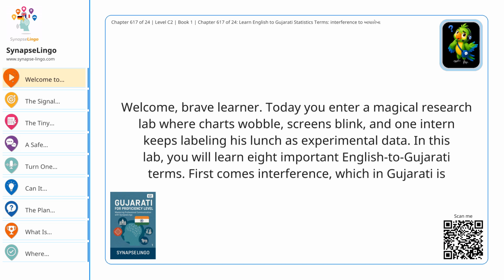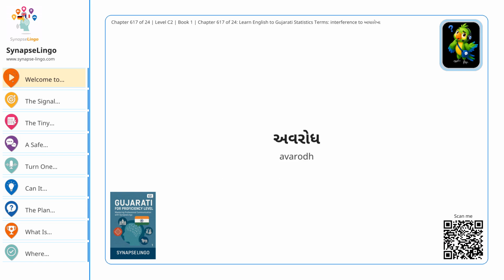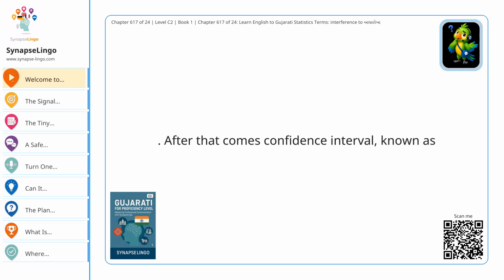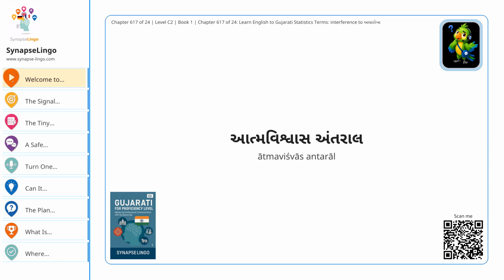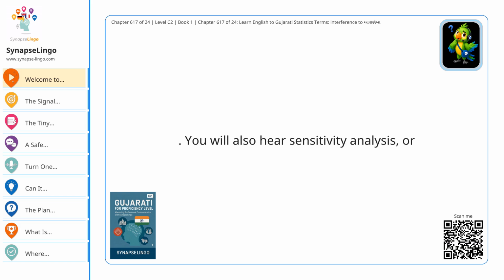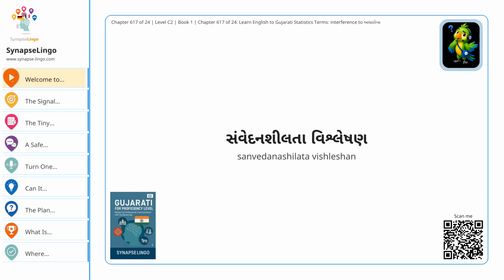First comes interference, which in Gujarati is અવરોધ. Then we meet error term, or ભૂલપદ. After that comes confidence interval, known as આત્મવિશ્વાસ અંતરાલ. You will also hear sensitivity analysis, or સંવેદનશીલતા વિશ્લેષણ; robustness test, or મજબૂતાઈ પરીક્ષણ; validation strategy, or માન્યકરણ વ્યૂહરચના; ground truth, or આધારભૂત સત્ય; and baseline, or આધાર રેખા.